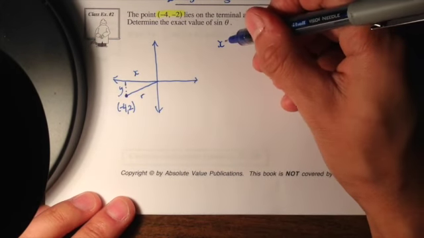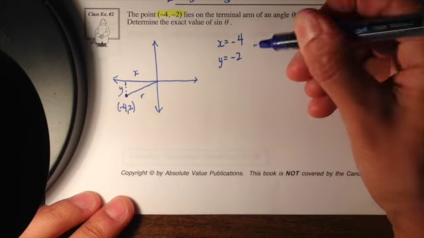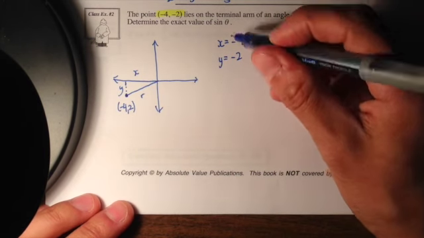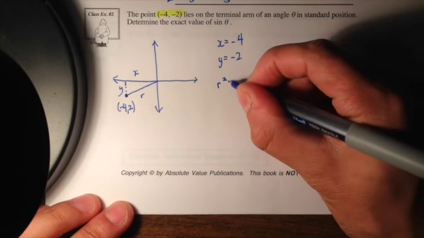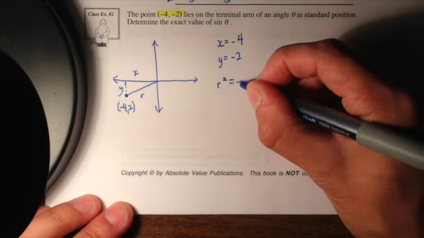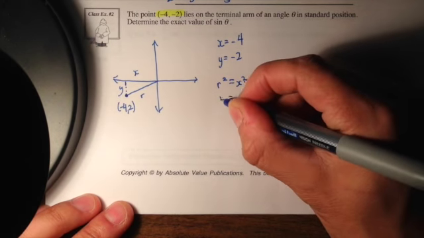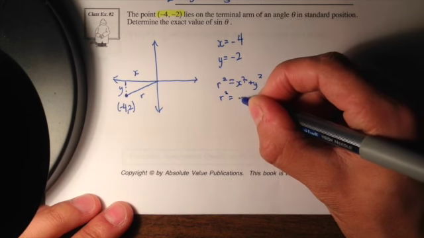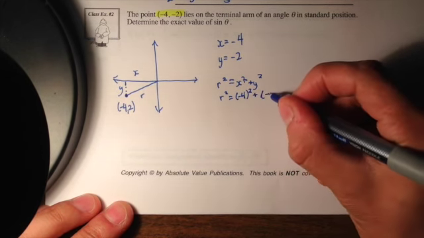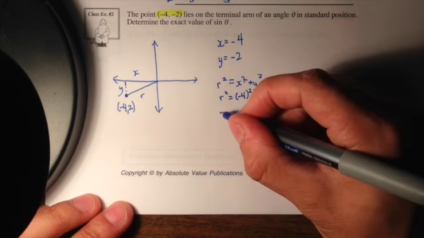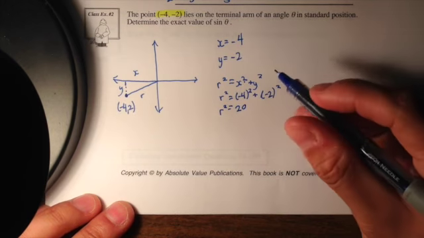And so I know that I have my x value, which is equal to -4. I have my y value, which is equal to -2. And I also know that in order to find my r value, I need to use my Pythagorean theorem. R squared is equal to x squared plus y squared. R squared would be equal to -4 squared plus -2 squared. R squared would equal 20.